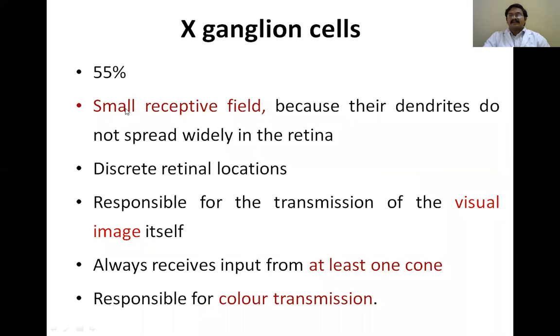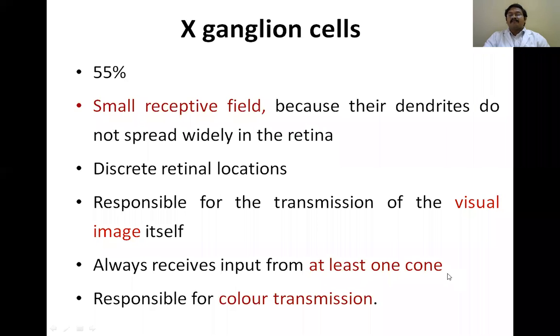The X ganglion cells are 55%, the most abundant, followed by the W ganglion cells. The least are the Y cells. The X cells have small receptive fields because their dendrites don't spread widely in the retina. They have a discrete location and are responsible for the visual image. The W cells are responsible for directional sensitivity and crude rod vision.